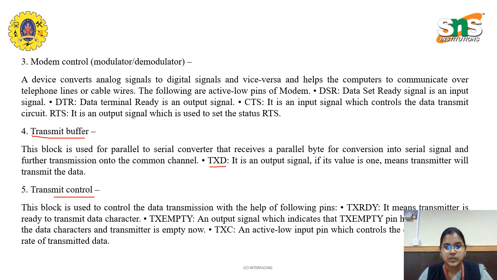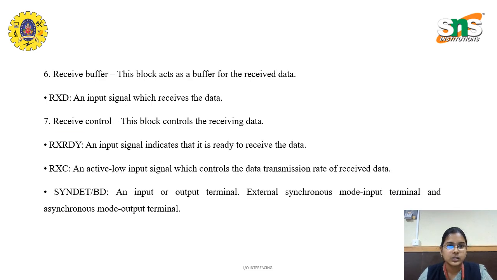And whereas in transmit control, you can find the control pins like TXRDY. It means the transmitter is ready to transmit the data character. And TXEMPTY indicates that the transmitting side is empty now. And TXC stands for the transmitter clock, a low input, which controls the rate at which the data is transmitted. The last one is receive buffer and receive control.